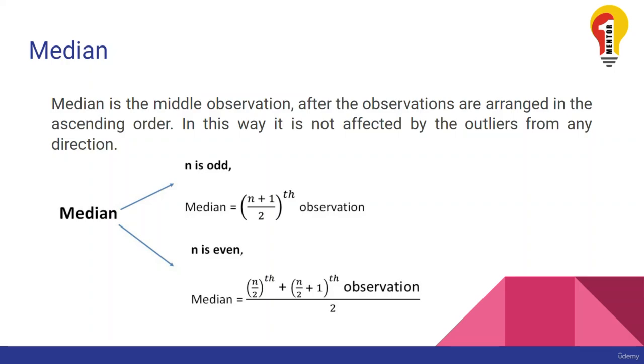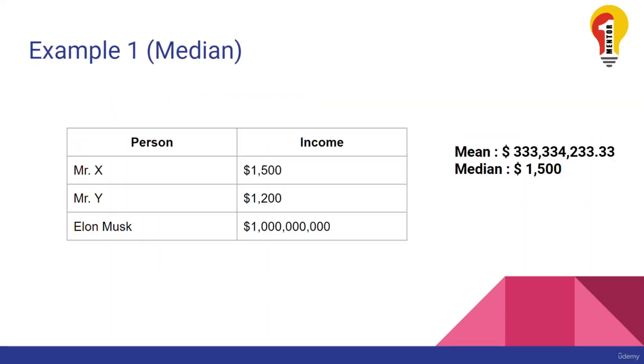Having a look at these formulas, let's understand them better with the help of an illustration. Coming back to the very same example that we couldn't solve with the help of mean, we could see that the mean was somewhere around 333 million. But if we consider the median formula, we are getting somewhere around 1,500.